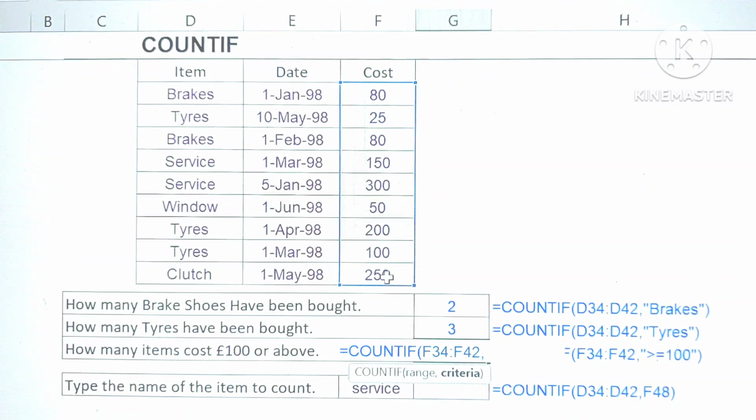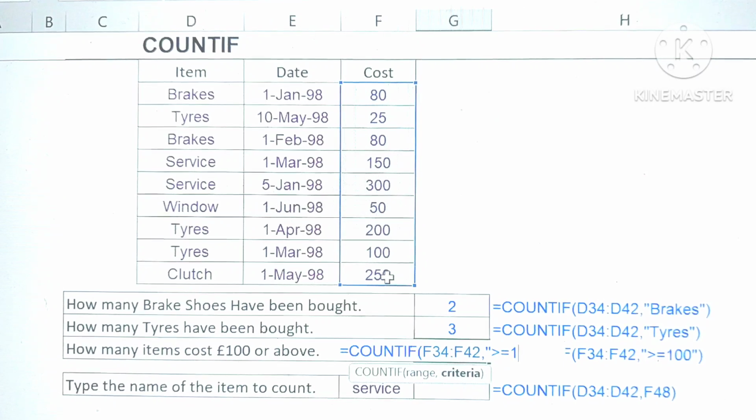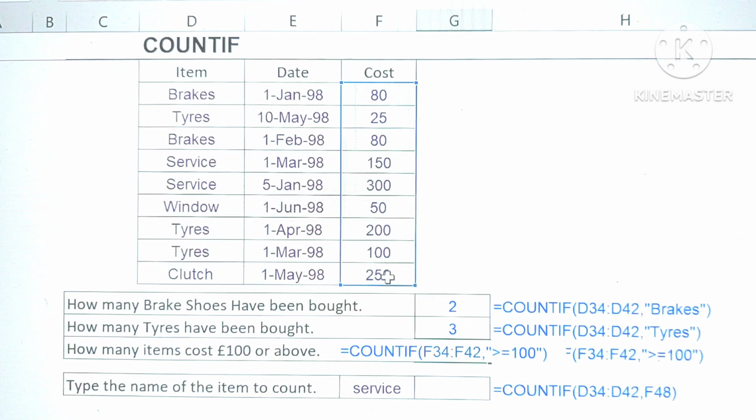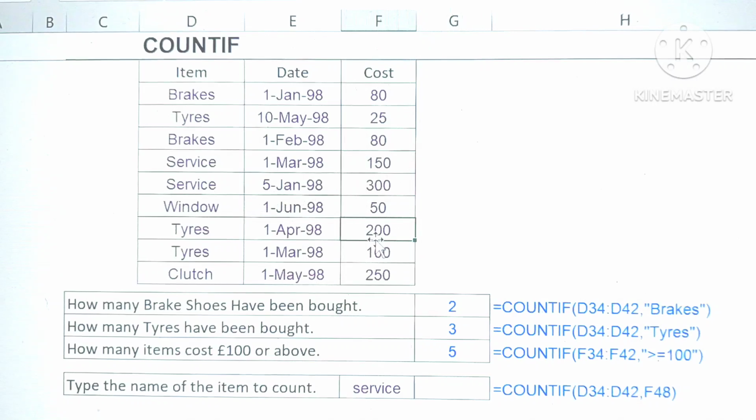So open the double inverted comma, greater than or equal to 100. Close the double inverted comma and close the bracket as well. So we have provided both things, the range and what we are looking for. Press enter. So we got 5. These bottom 3 plus 4 and 5. So the answer is correct, 5.